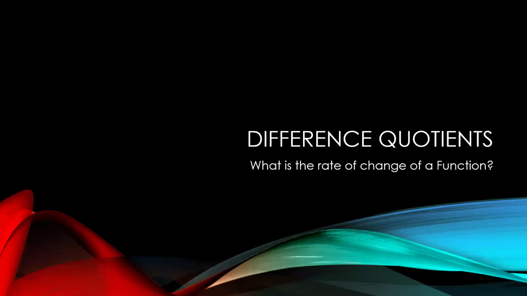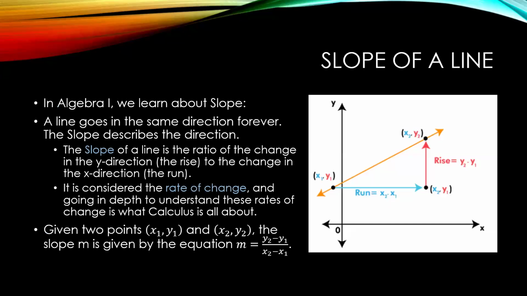And so let's talk about difference quotients. What is the rate of change of a function? Remember back from Algebra 1, we learned about slope. The slope is the rise divided by the run. It is the rate of change of a line. But the challenge is it's a line. It's not a very interesting structure. What if we were dealing with a curve?